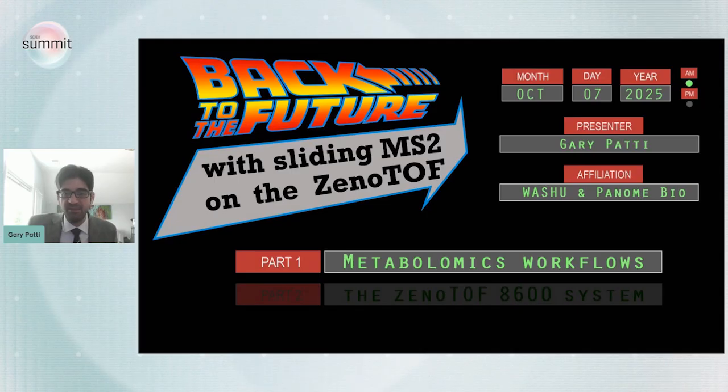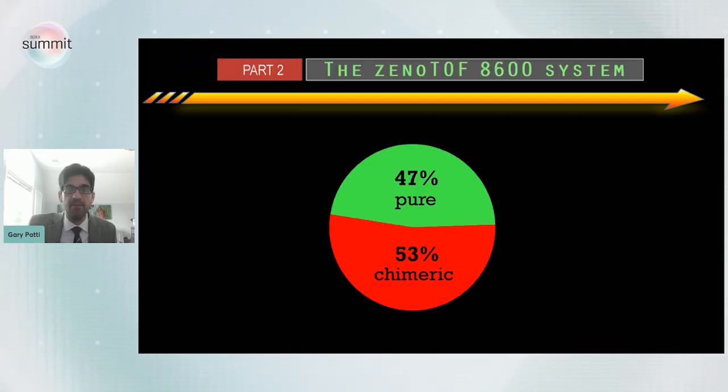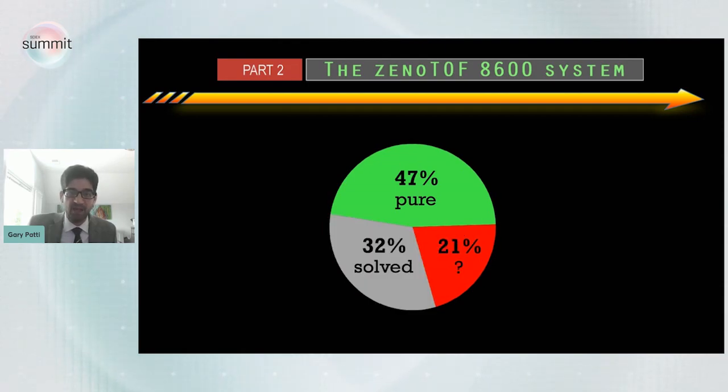But the key thing here, and I'm going to wrap up by talking about how we've inserted the ZenoTOF 8600 system into this workflow, is that although we've seen about half of our spectra are chimeric, and we can solve a lot of those chimeric data by using retention time deconvolution and database-assisted deconvolution, currently there are no tools to solve this portion here, this 21%.